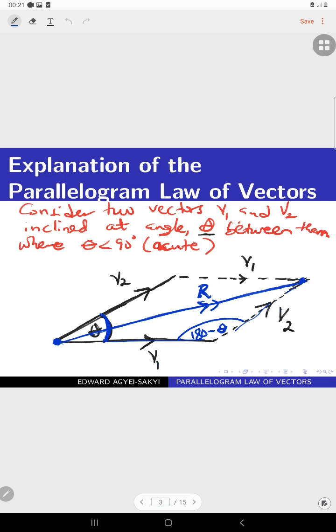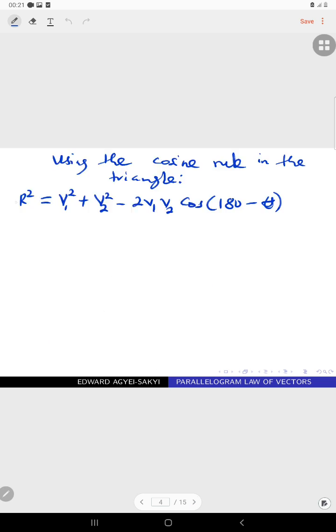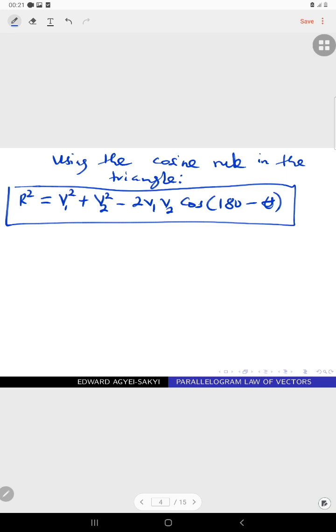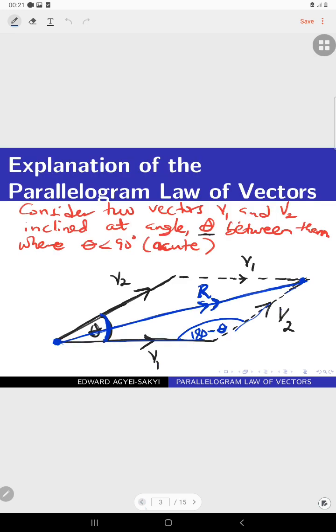We have learned about the cosine rule already, so you can visit my lessons. Go to my channel; in one of the lessons I've treated the cosine rule. So when you apply the cosine rule, that is what you get. So from here, solving, you can now get the magnitude of the resultant. Now, how do you get the direction?